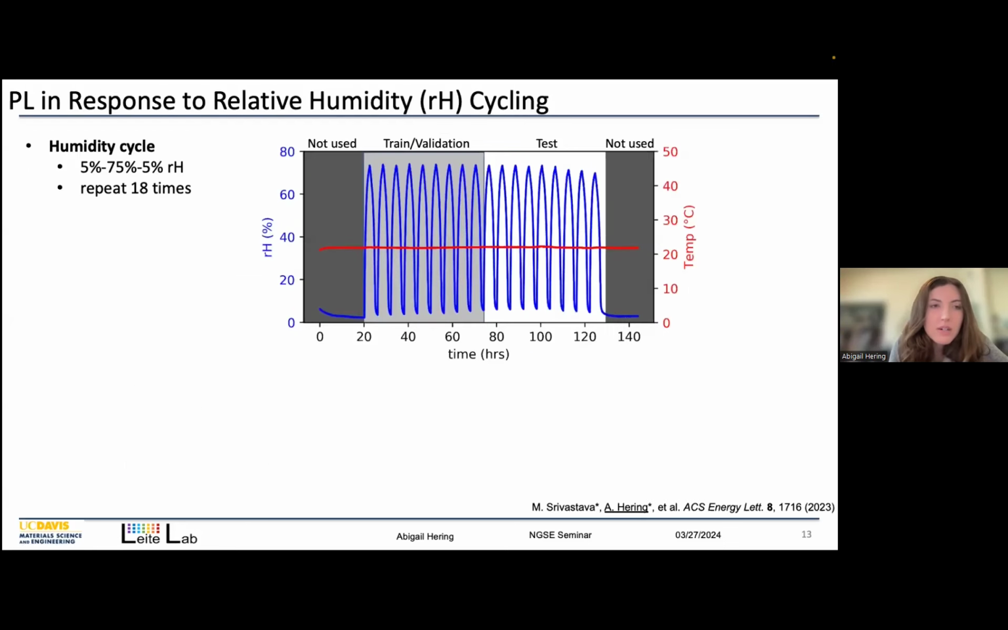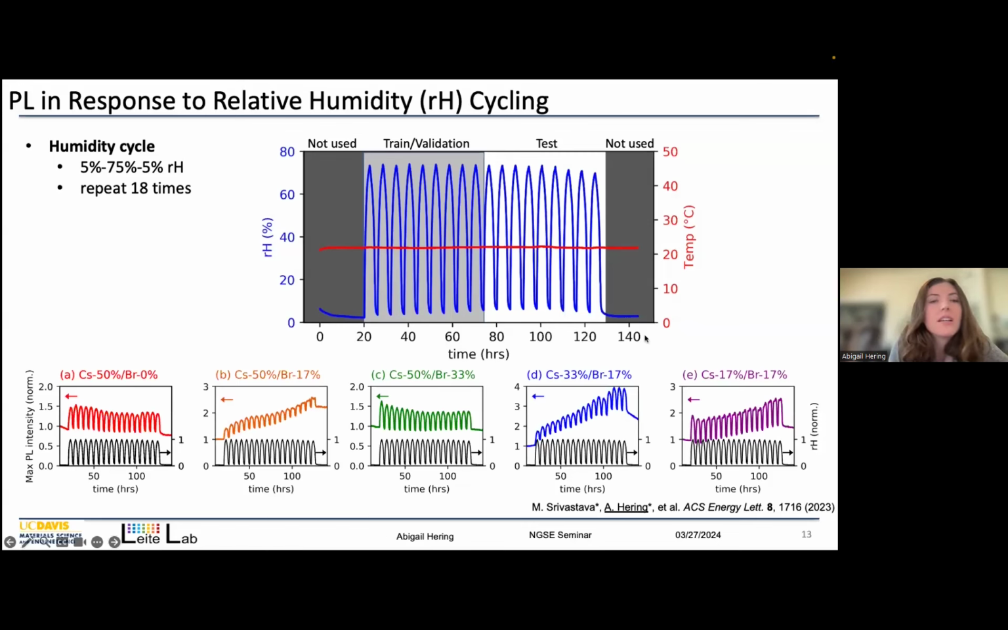So that 6-hour cycle that I showed on the previous slide was then repeated 18 times in this week-long experiment. So the cycle goes from 5 to 75 back to 5. There's a 1-hour hold, and then it repeats. So altogether, there's about 100 hours of data that are used. The initial and final holds at low humidity are not used. So here are the results of the maximum PL intensity throughout the experiment for each of the samples.